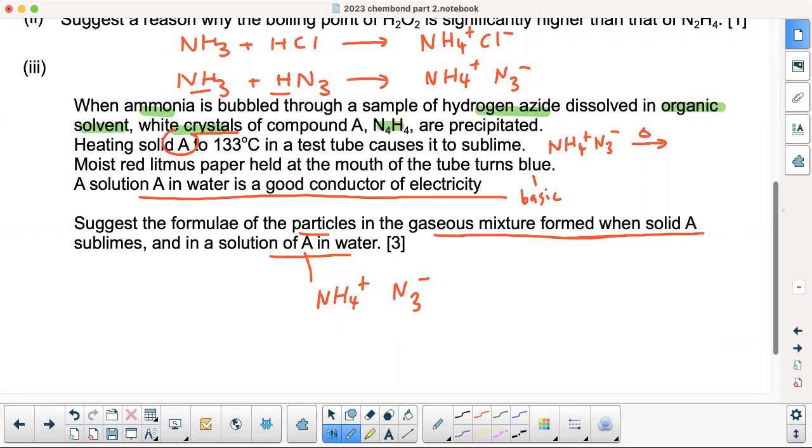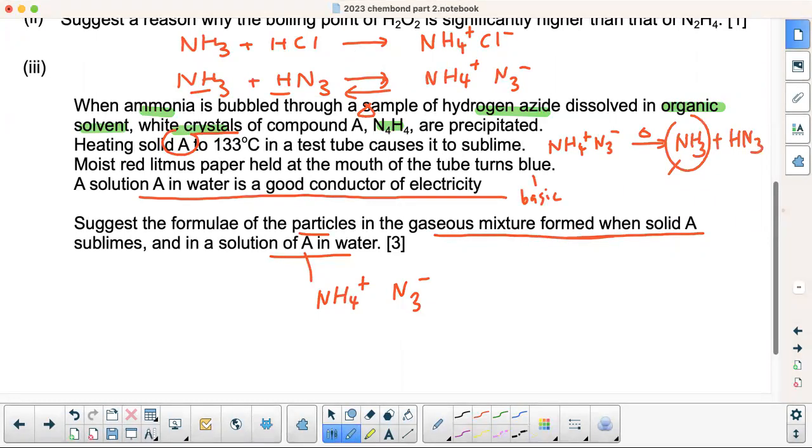So you know what? Actually, the whole thing is the reaction just reverses. From here, you go this way, right? But when you heat it, it goes back. So actually, the final answer is when you heat it, it gives you ammonia and HN3. But why is it basic? It's because of this guy. This is the basic one, so it turns red litmus blue.